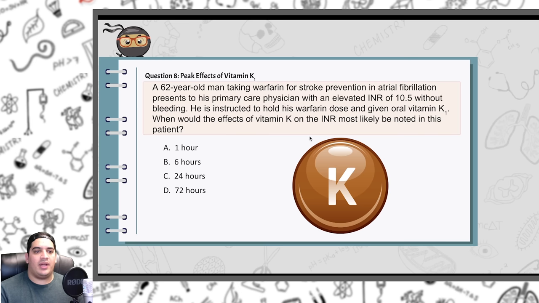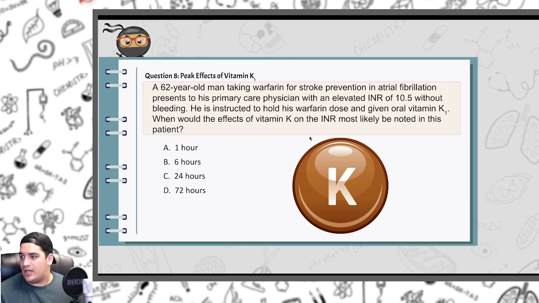A 62-year-old man taking warfarin for stroke prevention in AFib presents to his PCP with an elevated INR of 10.5 without bleeding, so that's good, and is instructed to hold his warfarin dose and given oral vitamin K. Generally, it should be given IV, but it doesn't matter. When would the effects of vitamin K on the INR most likely be noted in this patient? I already said that, about 24 hours.